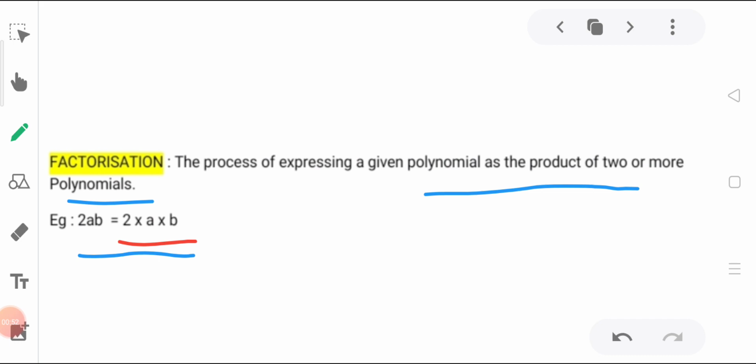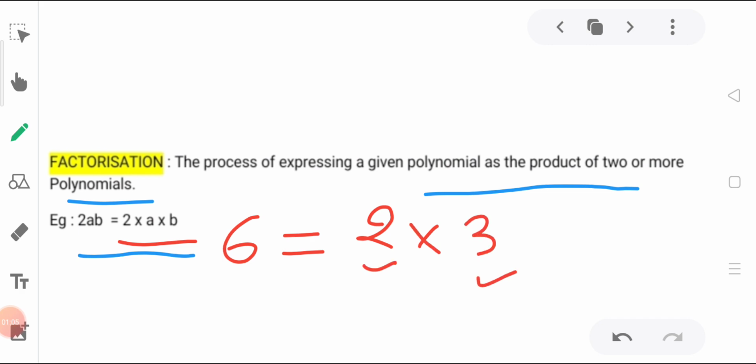We can also understand this by taking an example. Suppose we write over here 6. 6 can be written as 2 into 3, as we know, and 2 and 3 are the factors, right? So here we can understand by seeing this example: 2ab can be written as 2 into a into b. So 2ab is factorized into the basic or smallest form of its factors, that is 2, a and b, right?